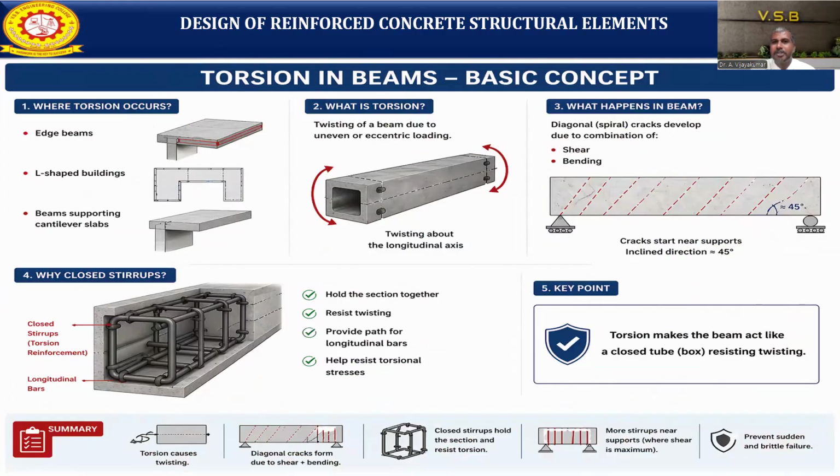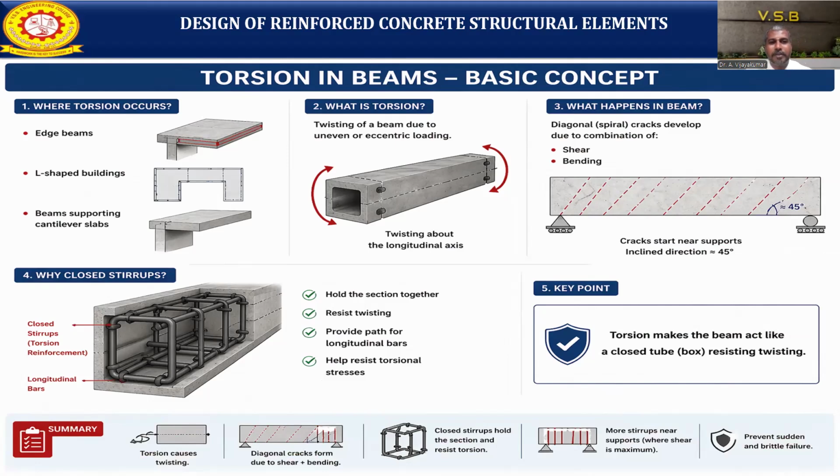The next one is torsion in the beam. What is torsion? It is the twisting of the beam. In which type of structure will twisting or torsion happen? It will be in edge beams. When you provide an edge beam, or a cantilever beam, and you apply the load, the edge will twist the beam. Then in L-shaped buildings with different loads, the load is not acting on the CG. When the load is away from the CG, twisting will happen. So in those types of buildings, the beams will fail. The beam supporting it will be a cantilever.